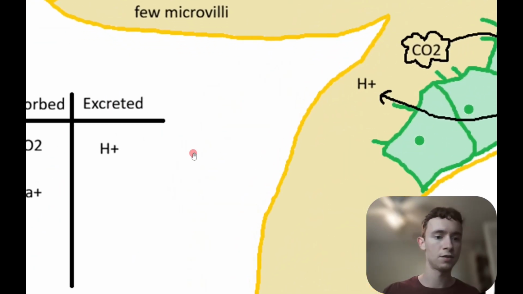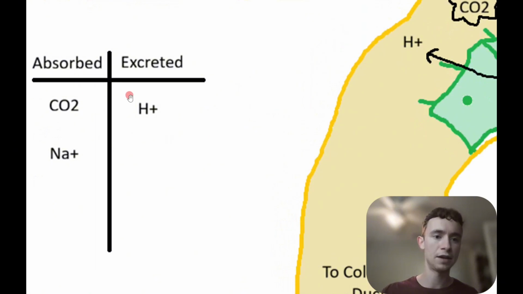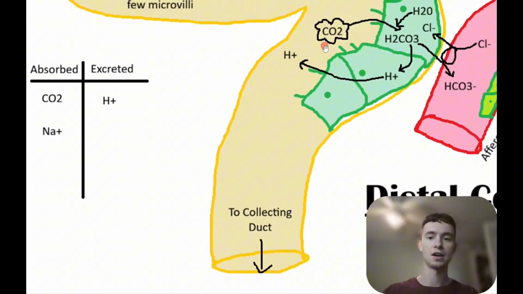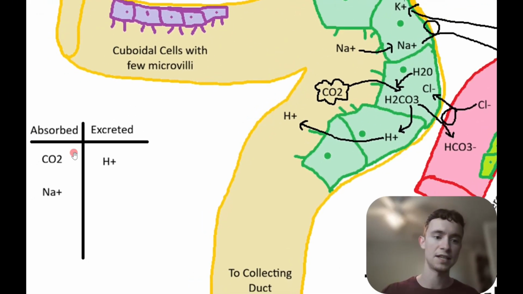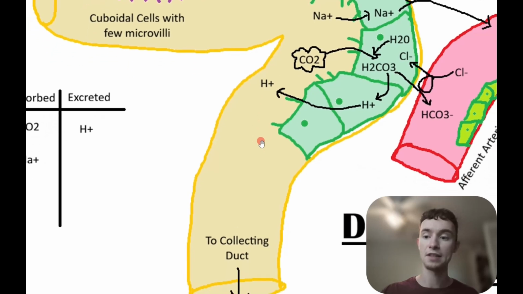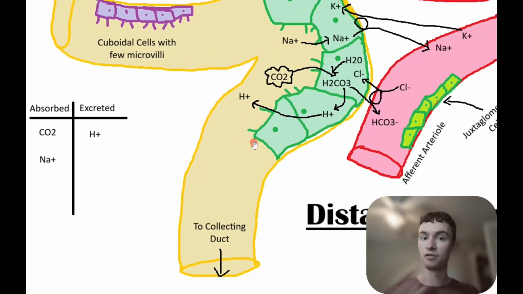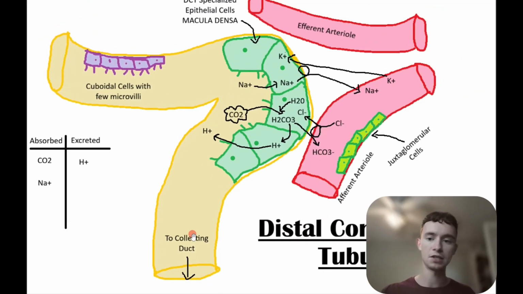And just a quick little reminder here. So in the DCT, we have a little chart. What's absorbed, which was our CO2 and our sodium. And then excreted again was our H+. So that's kind of the tally that we got going on at the DCT. And then after that refining process, the urine will continue to the collecting duct down here.